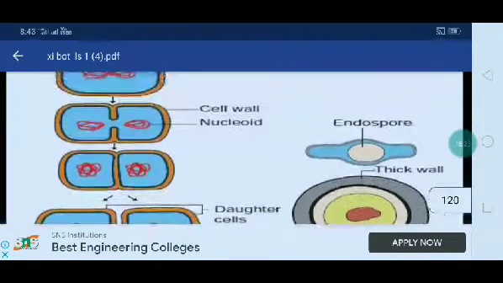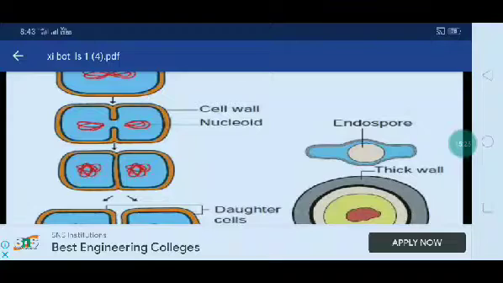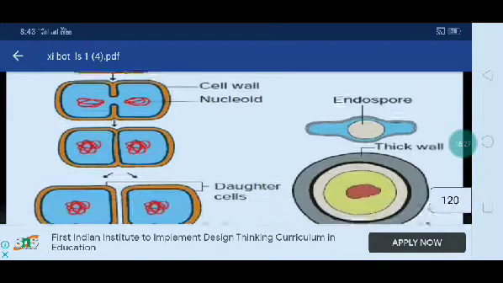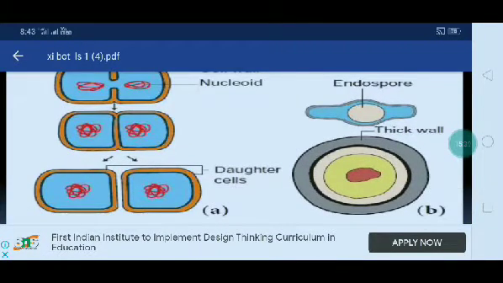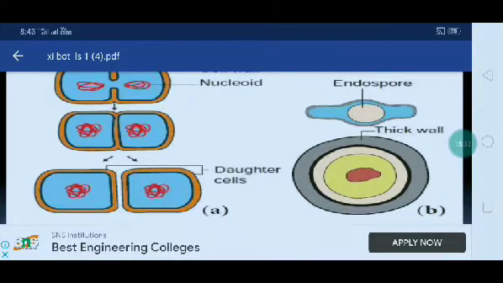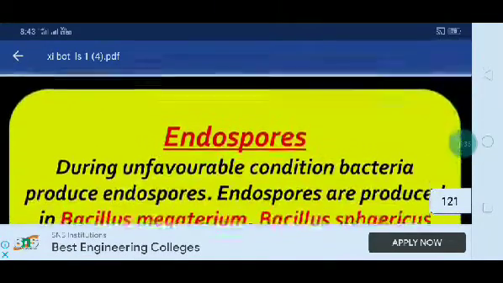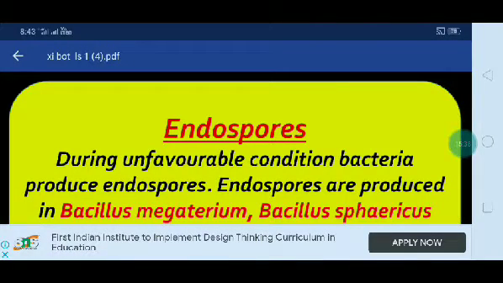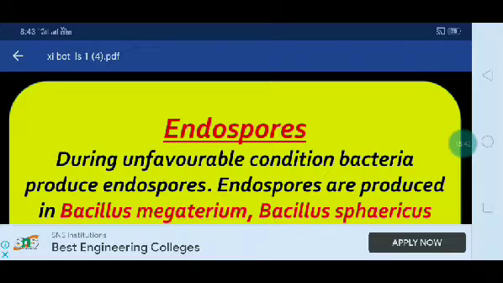Then endospore formation is there. The endospore is a cyst with a thick wall. Normal bacterial cells also have a cell wall, but the endospore has a thick wall. That is called an endospore. During favorable conditions only, the bacteria produce endospores.